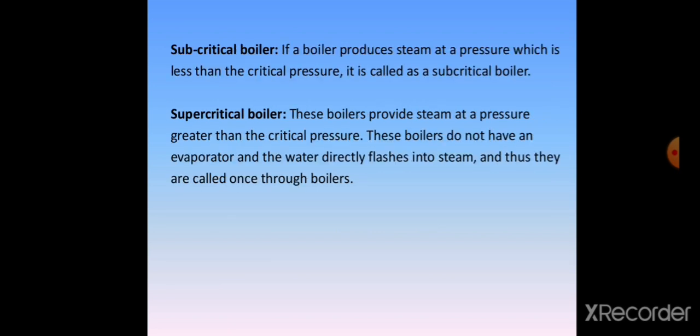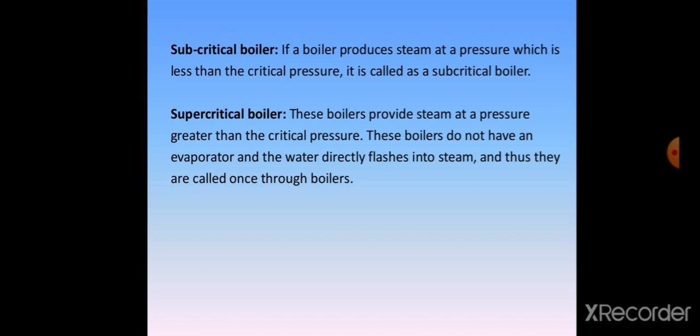After that, the next classification is the subcritical boiler. Subcritical boilers have a pressure range higher than high pressure boilers but less than the critical pressure of water, that is 220 bar. In the case of supercritical boilers, they have a pressure higher than the critical pressure of water, that is 220 bar.